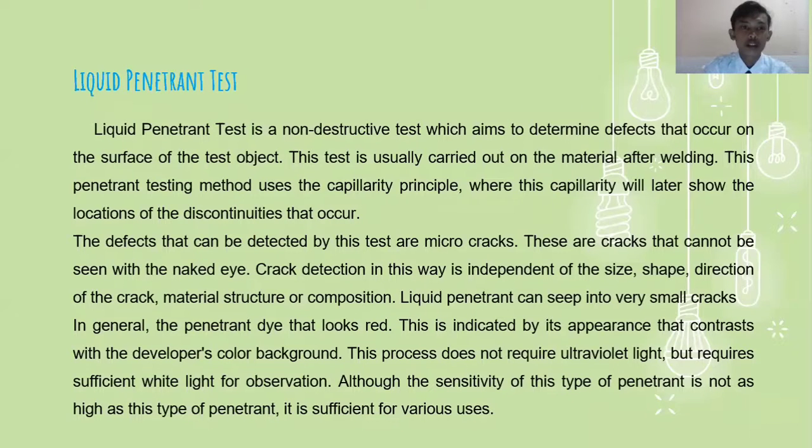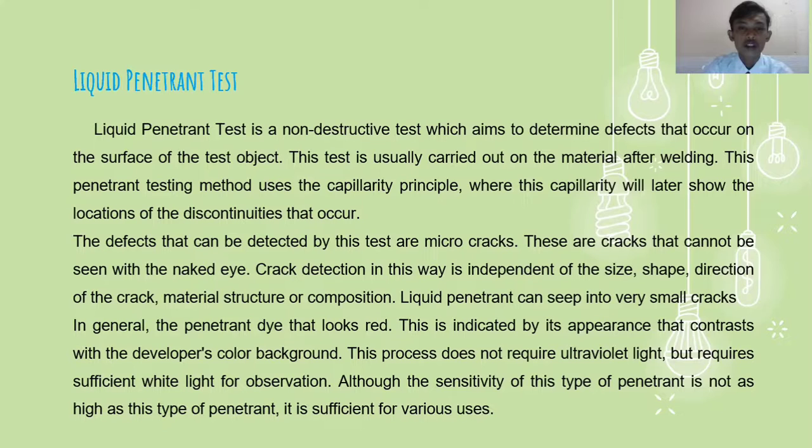Liquid penetrant test. Liquid penetrant test is a non-destructive test with the aim of detecting defects that occur on the surface of the test object. The test is usually carried out on the material after welding. This material testing method uses the capillary principle, where this capillary will later show the location of the discontinuity that occurs. The defects that can be detected by this test are micro cracks. These are cracks that cannot be seen with the naked eye.